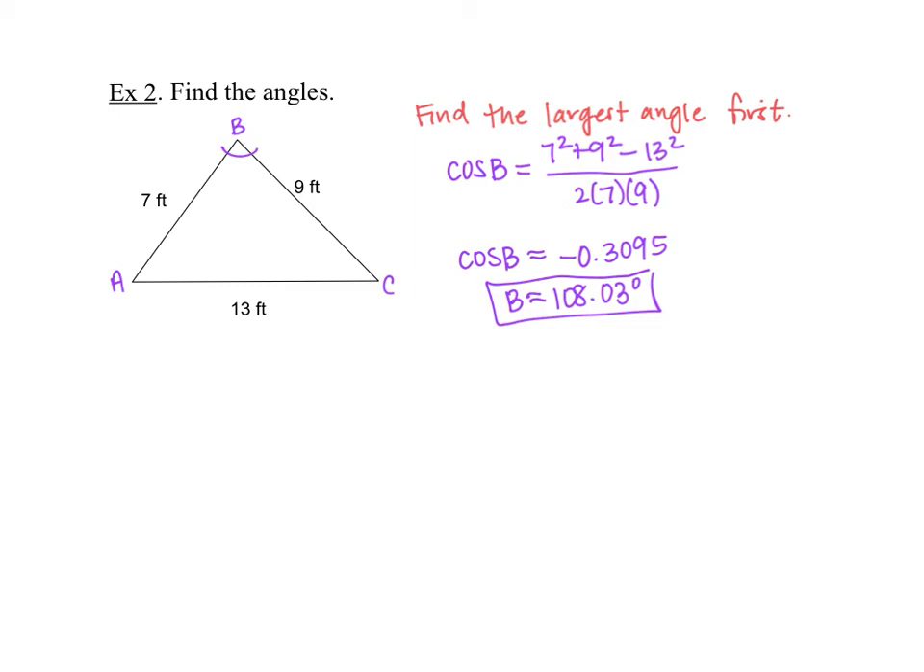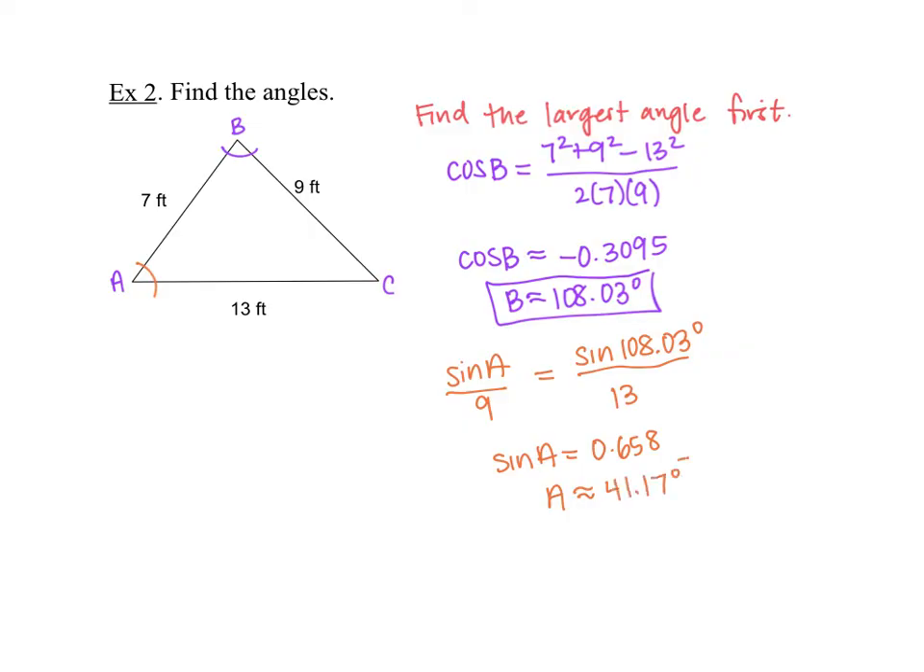Okay, now let me look. I have one of the angles, so I can use law of sines now, which I find more convenient, but you might not. I'm just going to find angle A next, and I'm going to use law of sines. So now I can do sine of A over 9 equals the sine of 108.03 degrees over 13. A value times 9, I get about 0.658-ish, which means A is approximately 41.17 degrees.